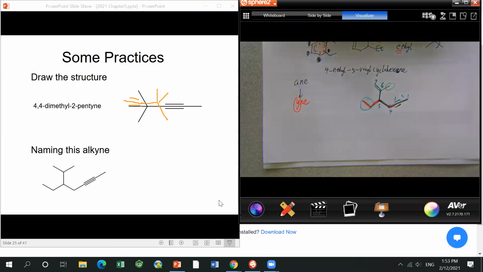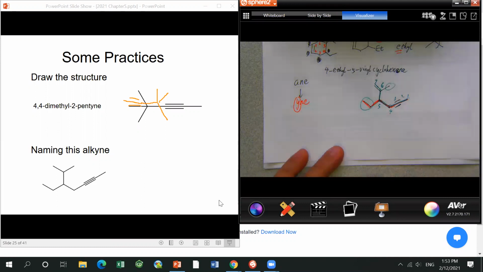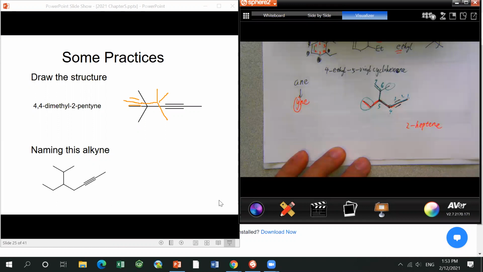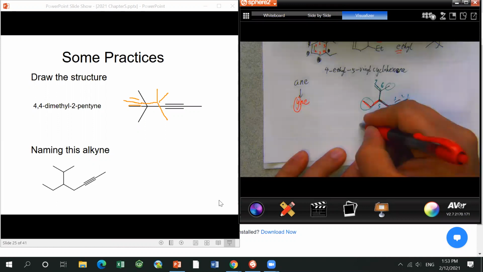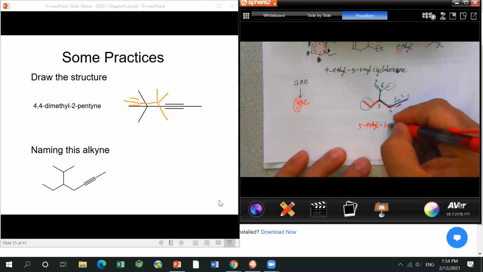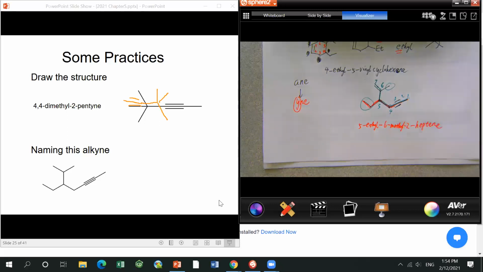Once you have this, do it backward. First put the parent name, which should be 2-heptene. Then methyl and ethyl, in alphabetical order before the parent name. So it should be 5-ethyl-6-methyl-2-heptene. That's the right name for this compound. But you guys already did a pretty good job.